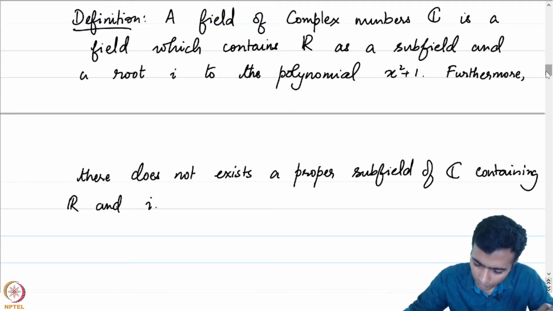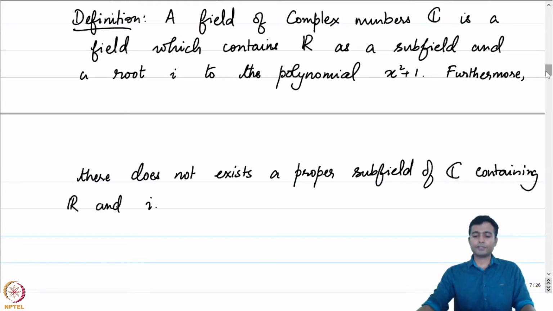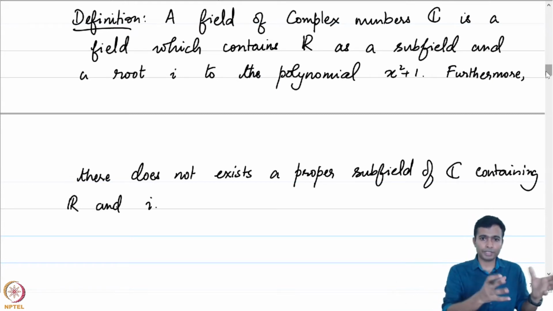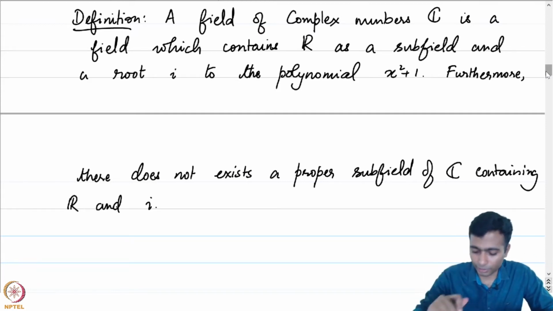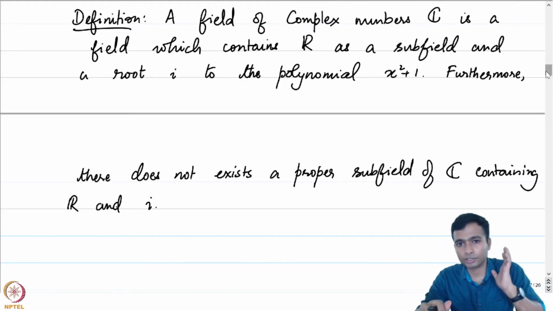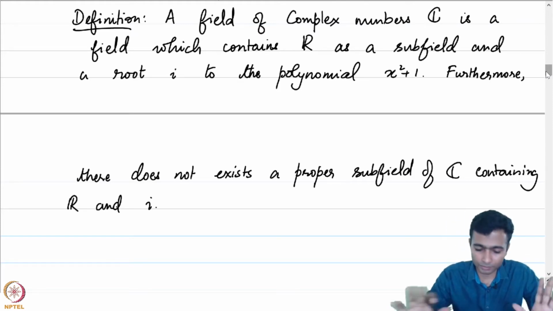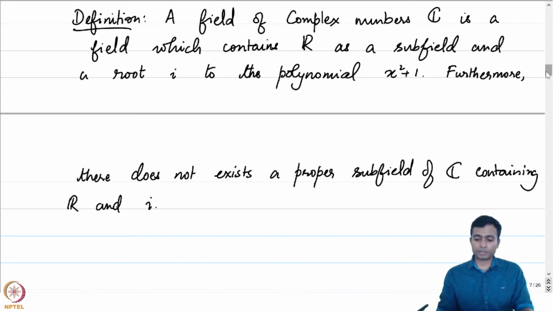So let me repeat the definition for you. A field of complex numbers is a field which contains R as a subfield, and also it has a root to the polynomial x square plus 1, and it is the smallest such field which contains both R and I. This is going to be our definition of a field of complex numbers.